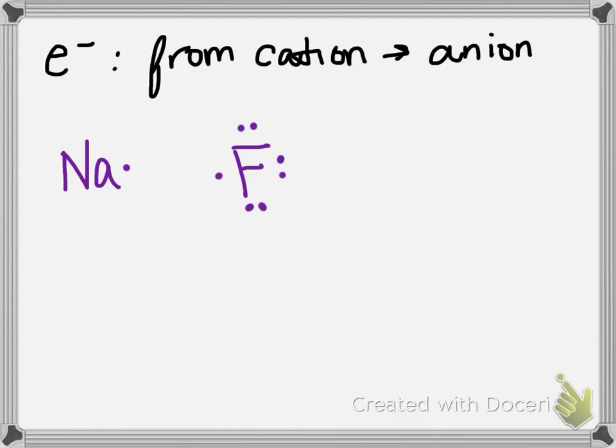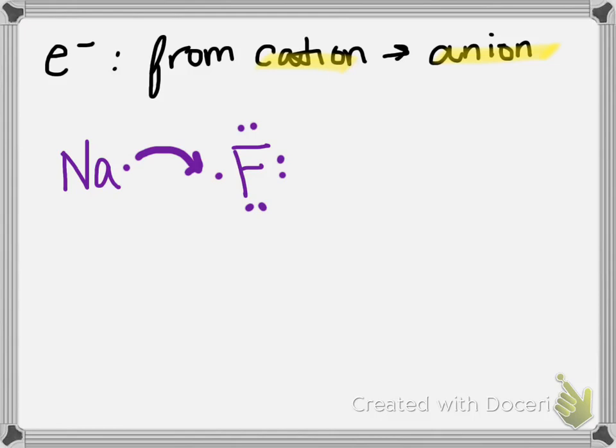You should have written in there that sodium has 1 valence electron and fluorine has 7. So what we're going to do is see how the electrons are actually transferred. Now remember, it says that it transfers from the cation to the anion. Cations are metals, and sodium is a metal. So what's going to happen is sodium is going to take its 1 electron and give it to fluorine.